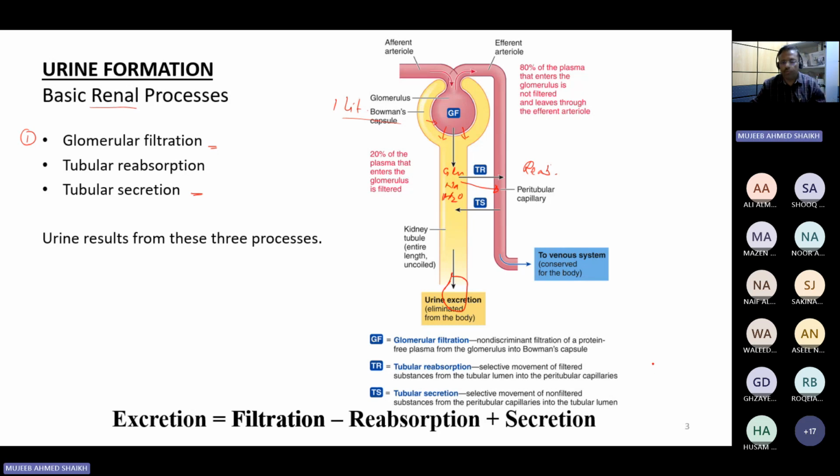So three processes are there in the actual formation of urine. First is filtration. Second one is reabsorption of the essential material. And third thing is, as I am telling you, that if 1 liter is reaching here, out of that maybe not all 1 liter is filtered. It is maybe 200 ml that will be filtered, whereas 800 ml will go without any change.